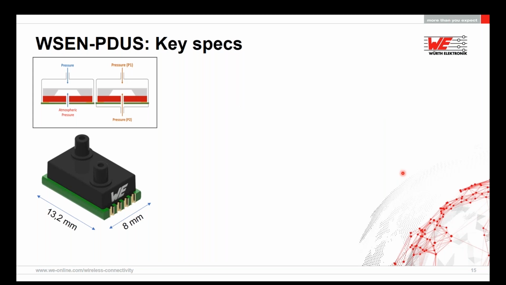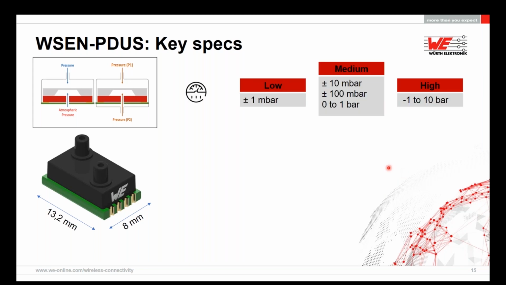So the key specs for the differential pressure sensors. We have the sensors in 5 different measurement ranges, the lowest range being plus or minus 1 millibar. The medium range consists of plus or minus 10, plus or minus 100 millibar, and 0 to 1 bar. The highest range is from minus 1 bar to 10 bar. The three sensors plus or minus 1 bar, plus or minus 10 bar, and plus or minus 100 millibar are bidirectional sensors, which means that port P1 and port P2 can have either of the pressures. So port P1 can either have pressure larger than port P2, or port P2 can have pressure higher than port P1. It doesn't make a difference.